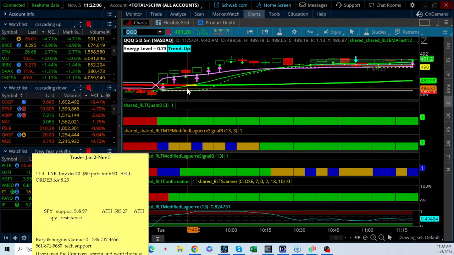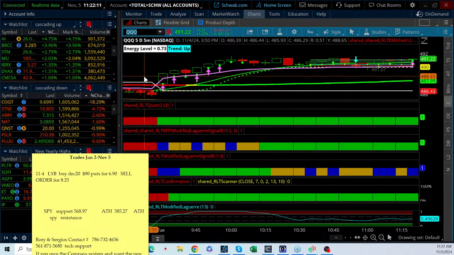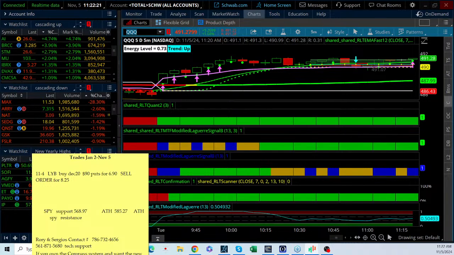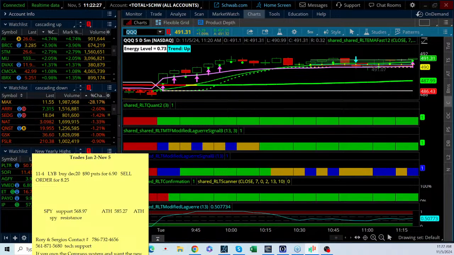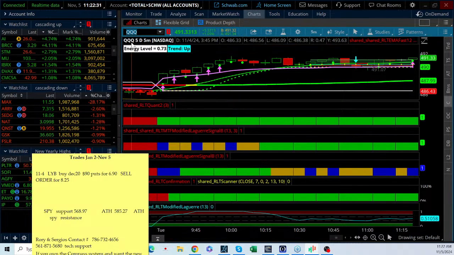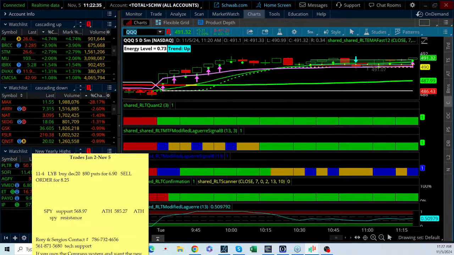Remember, the Q is much more volatile than the IWM. If you trade it, you're going to get some fairly much larger fluctuations in your P&L when you're trading the Qs. But they are above the 8 and 15 right now. $490.91 is the support level. $490.91 on the Qs, that's the 15 EMA.